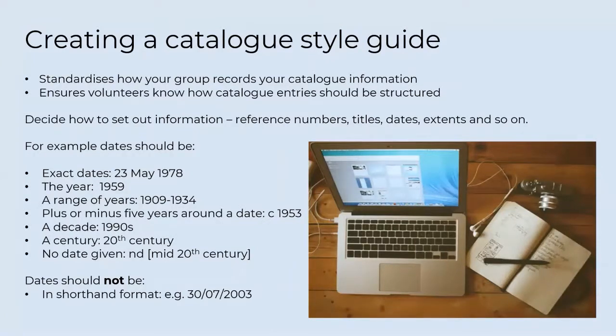Dates should be exact dates, for example, 23rd of May, 1978, the year, for example, 1959, a range of years, for example, 1909 to 1934, plus or minus 5 years around a date. For this, use C, which is short for circa, then the year. It could be a decade, for example, 1990s, a century, for example, 20th century. And if no date is given on the document but is estimated by the cataloguer, use ND with the date in square brackets. Dates should not be in a shorthand format. Draw up a document that sets out the required styles for each format. This can be kept for reference.